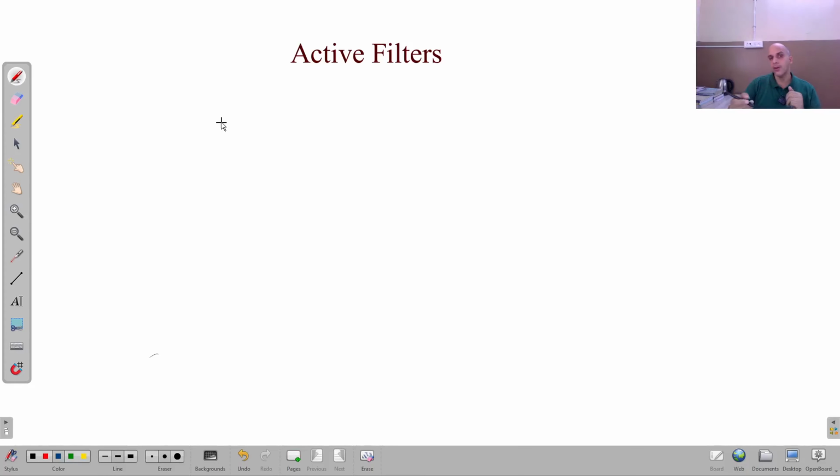So first of all, we have to understand what is the role of a filter in electronics, right? Then we have to understand what are the different types of filters and what is an active filter. So if I talk about the filter in electronics, a filter in electronics is that electronic circuit which is capable of removing undesirable frequencies from the given signal.